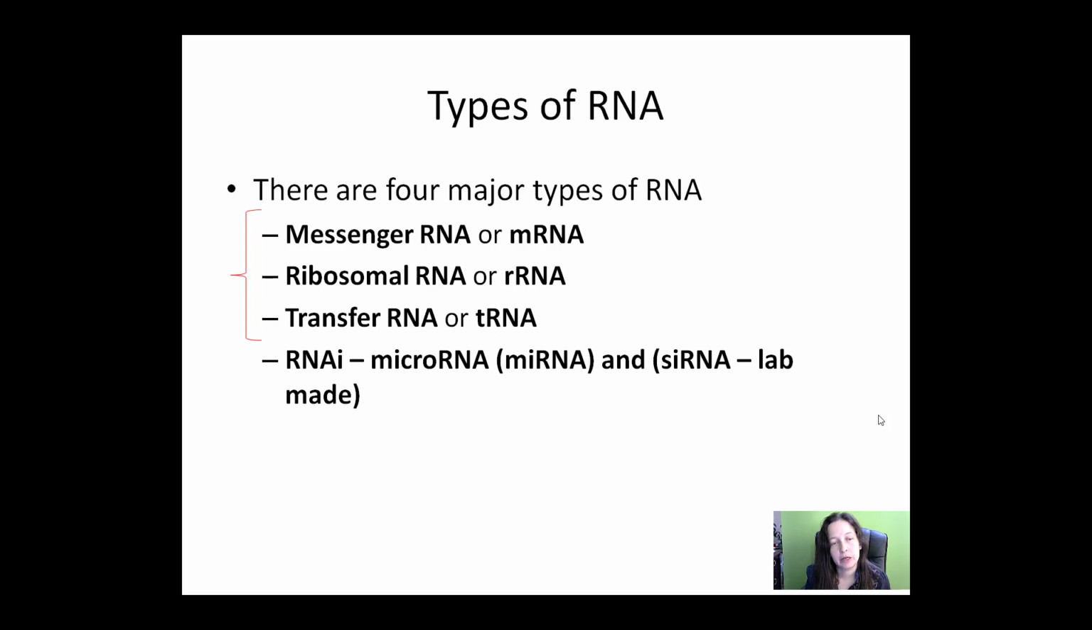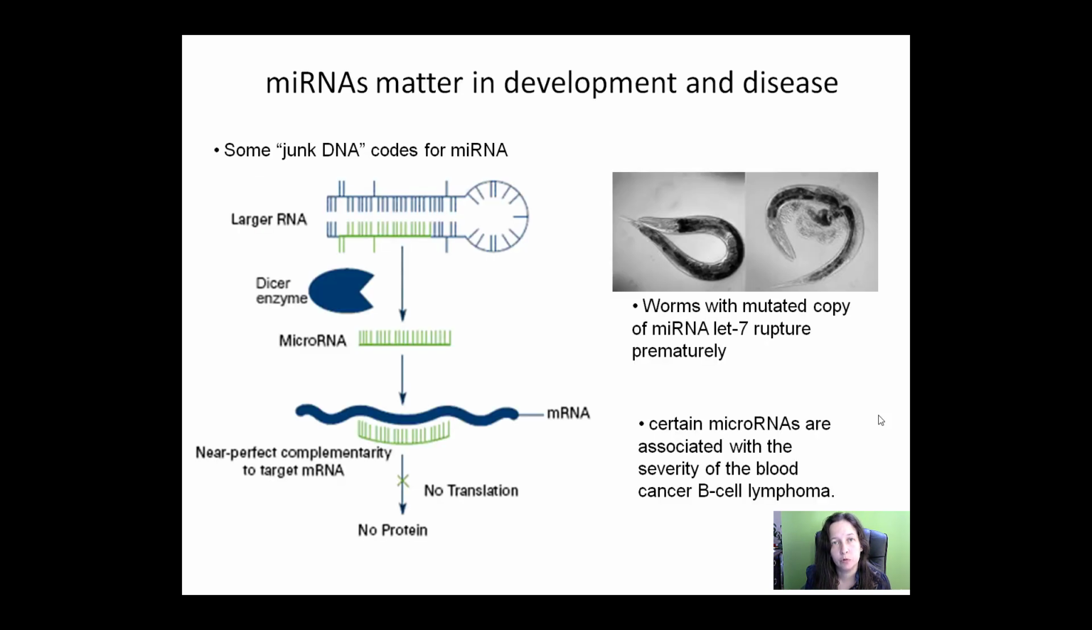There's another type of RNA called RNAi. So the endogenous form of RNAi or RNA interference is known as microRNA or miRNA, and the ones that are synthesized in the lab are known as short interfering RNA or siRNA. So microRNA controls gene expression. Before we move on and talk more about translation, let's talk about microRNA. So microRNAs matter in development and human health and disease.